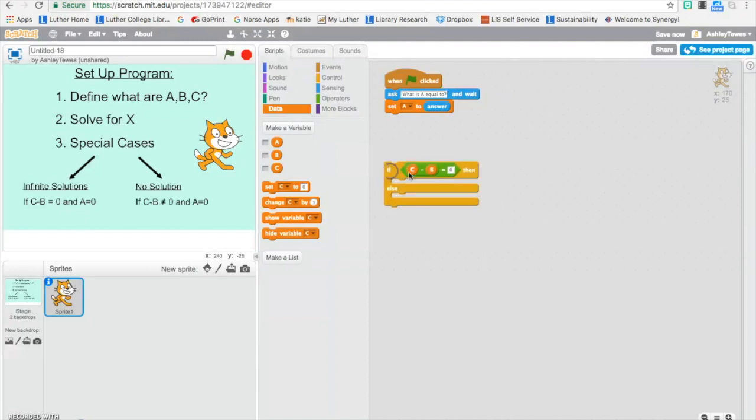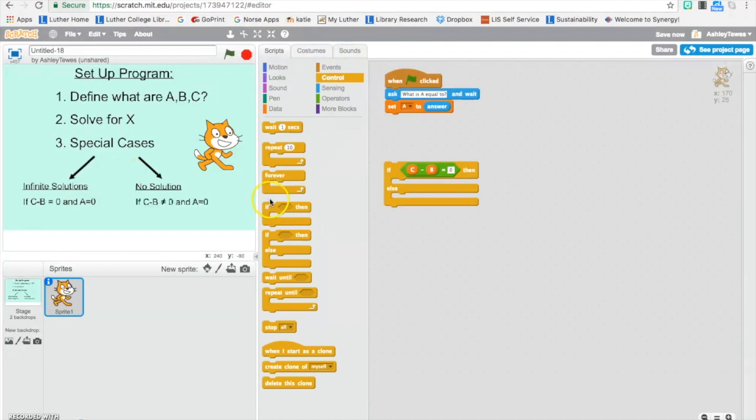So if c minus b equals 0, whatever we want to happen will happen in here. Otherwise, we'll come down here. So if c minus b is not equal to 0, or it equals anything else, this will result down here. So in this first piece, we've got our first part here, but now we have another spot where it says and a is equal to 0.